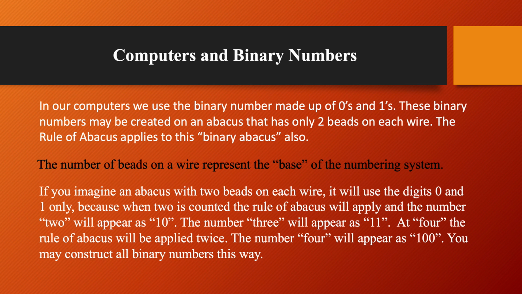If you imagine an abacus with two beads on each wire, it will use the digits 0 and 1 only, because when 2 is counted, the rule of abacus will apply and the number 2 will appear as 1, 0. The number 3 will appear as 1, 1. At 4, the rule of abacus will be applied twice. The number 4 will appear as 1, 0, 0. You may construct all binary numbers this way.